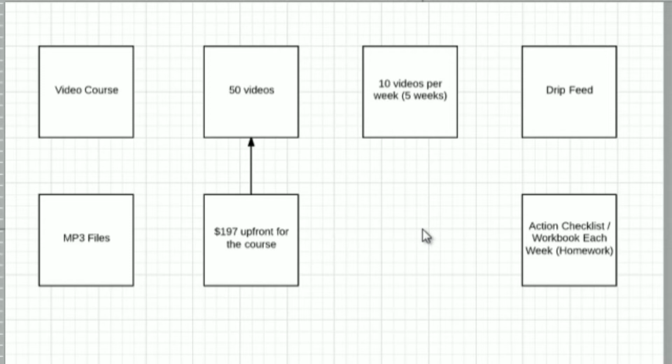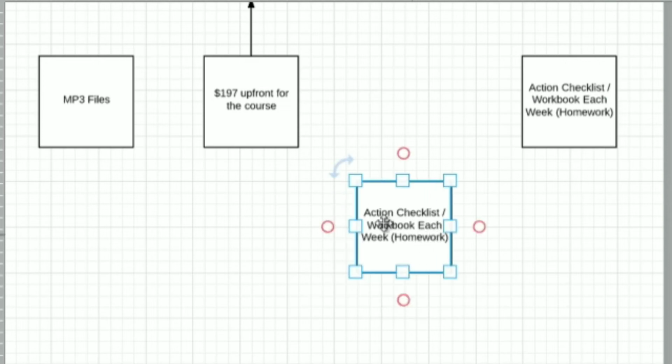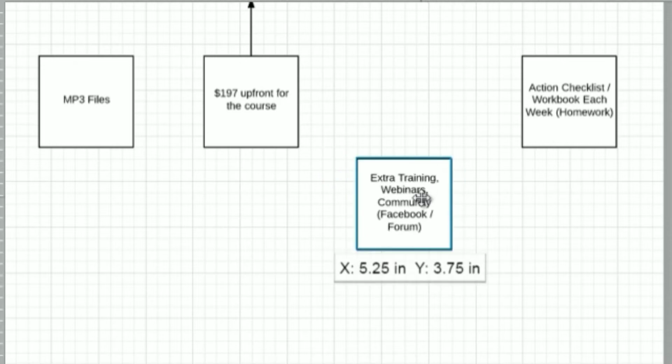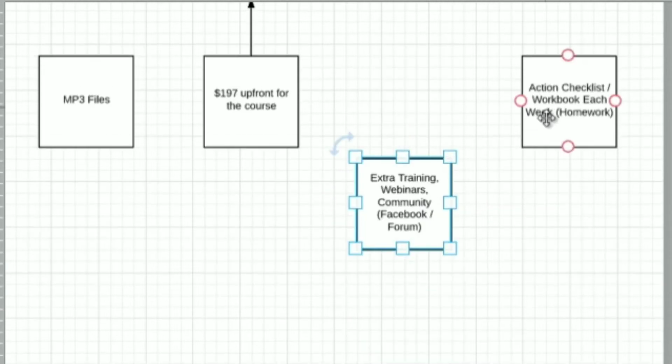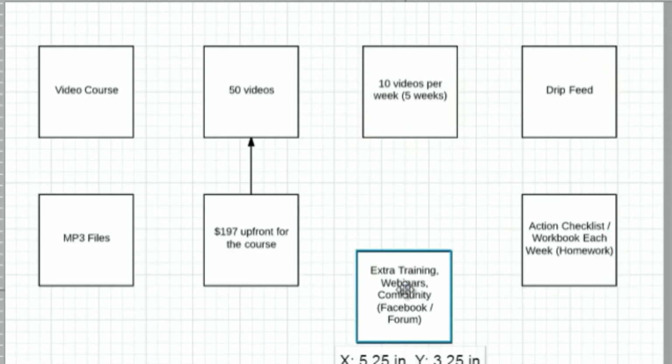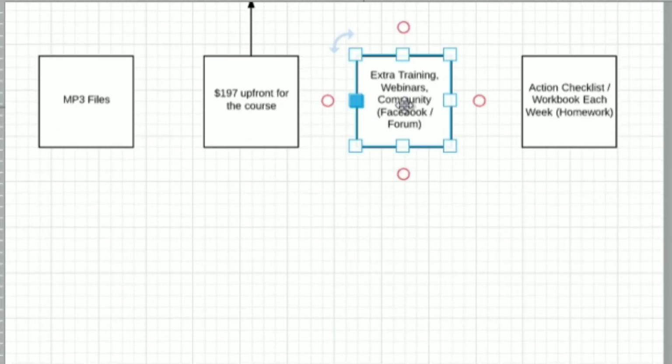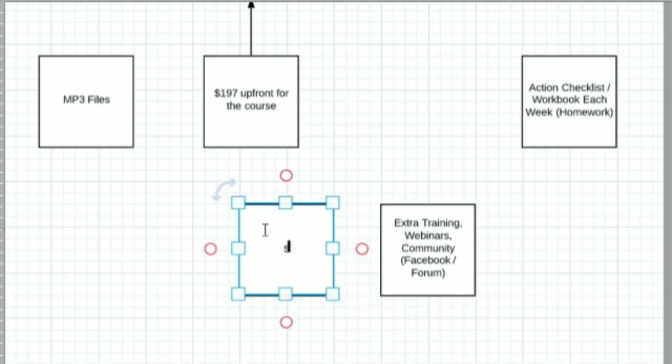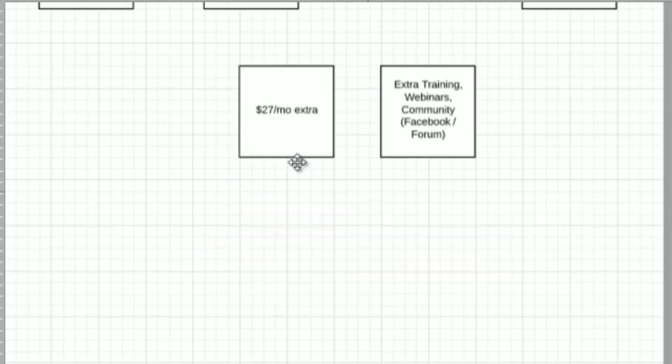So actually what you could do is add a component of a community. So you could say you get extra training, extra webinars, extra community, like a Facebook community or something. Facebook or forum. I will say Facebook communities tend to be a little bit easier to manage. The forums are a little bit more difficult because you have more information. But all right, so as you can see here, let's just do $197, and then let's do a $27 per month. So we're going to tack that on.